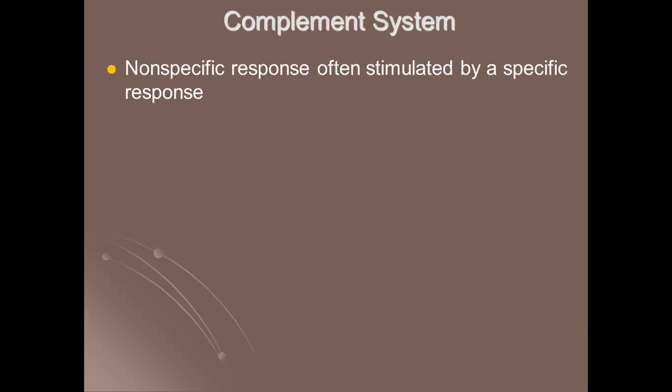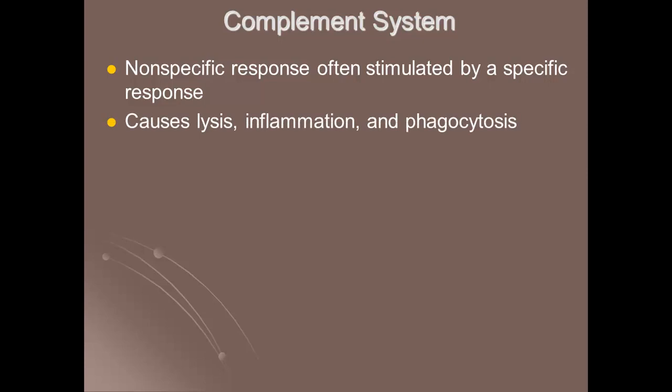The reason why it's in Chapter 9 is because the complement system is actually a non-specific response. But this system works along with the normal functioning of the antibodies, which are a specific response. Okay? So the non-specific response assists the antibodies. There are 3 functions to the complement system. It can cause lysis, inflammation, or phagocytosis.